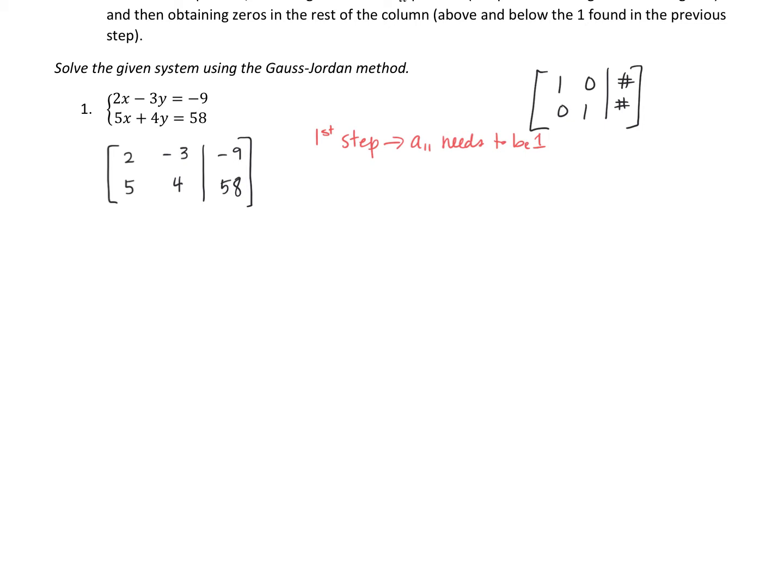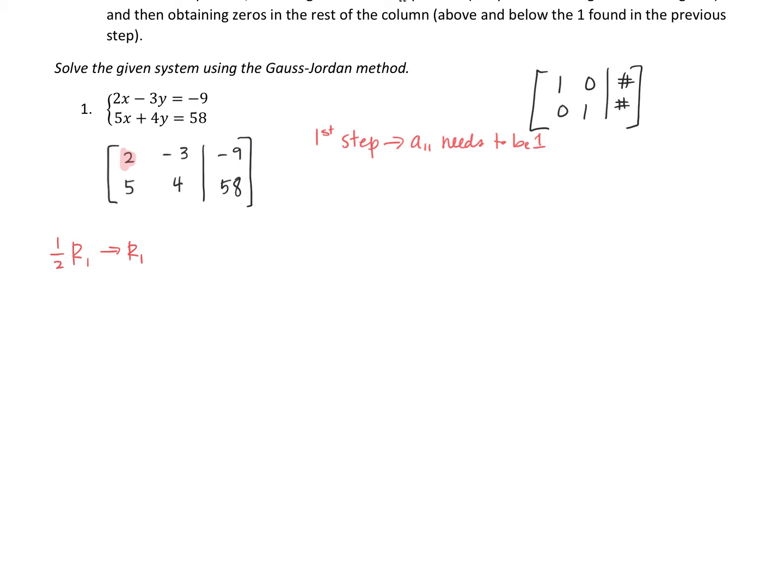That is 2 right now, so we want that to be a 1. What can we multiply or divide by to make that a 1? Well, if we divided by 2, that would give us 1. Remember, dividing by 2 is the same as multiplying by 1/2. So what we want to do is 1/2 times row 1, and then we're going to replace row 1 with that. Let's see what we get when we do that.